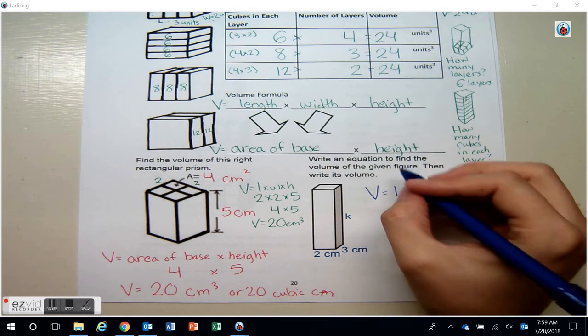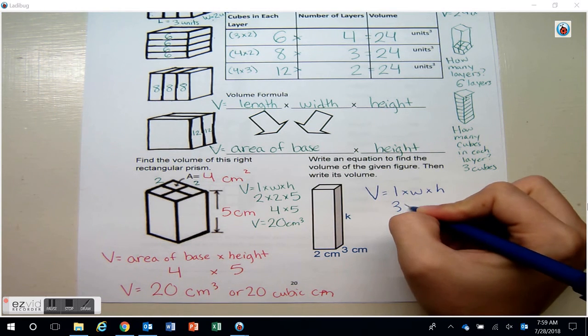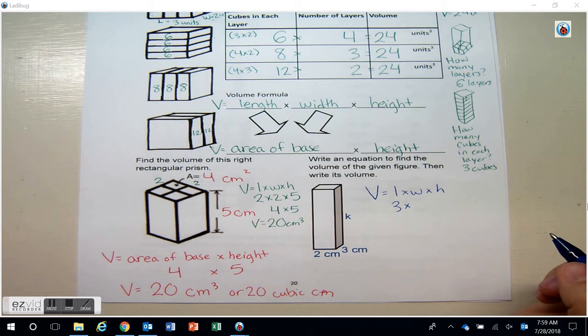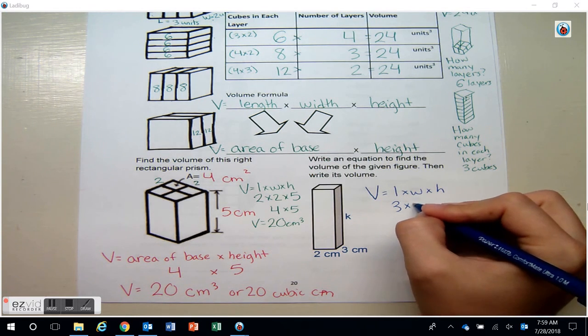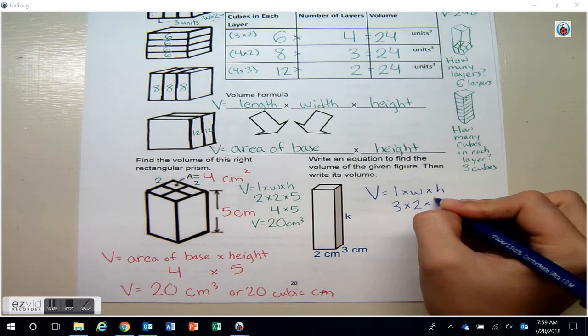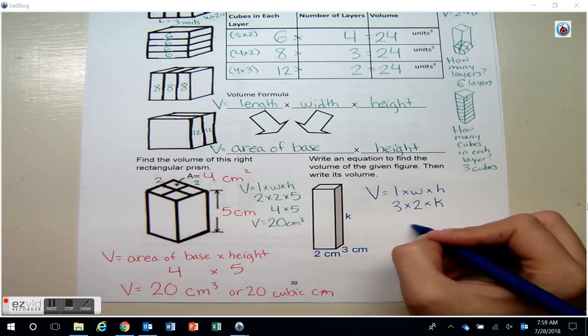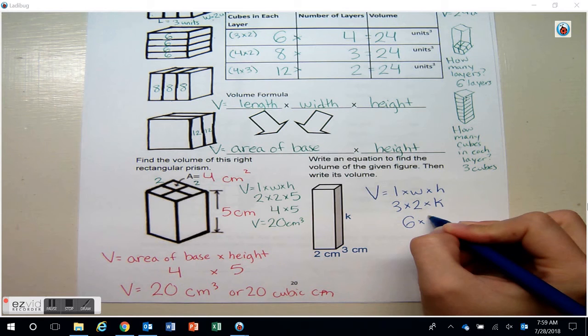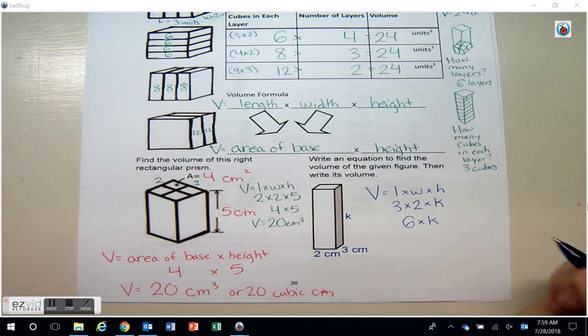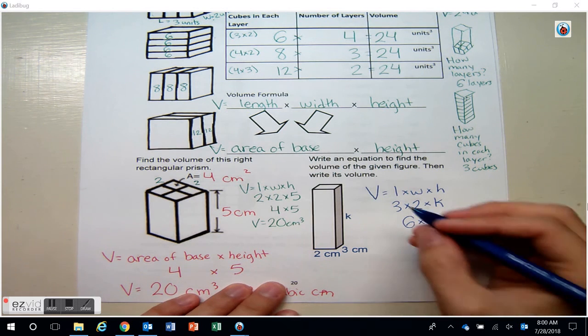Well, I'm going to plug in my length of 3. Remember, length is normally the longest side unless they tell you the width is the longest side for some reason. So we have a length of 3, a width of 2, and a height of k. Well, we're going to do the parts of it that we can do. I can do 3 times 2. I know that's 6. So now I'm left with 6 times k. And to be honest with you, that's pretty much where we can stop. We can say volume equals 6 times k.